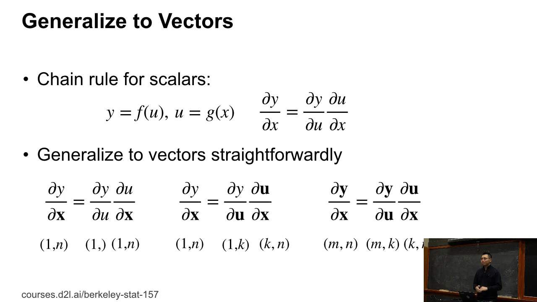In the more extreme case, both x and y are vectors. So we know partial y over partial u, that's a matrix. So that's an m by k matrix. m is the length of y, k is the length of u. Partial u over partial x, again, is a matrix. It's a k by n matrix. k is the length of u, n is the length of x. So two matrix multiplication, we get another matrix, and also the shapes work well.